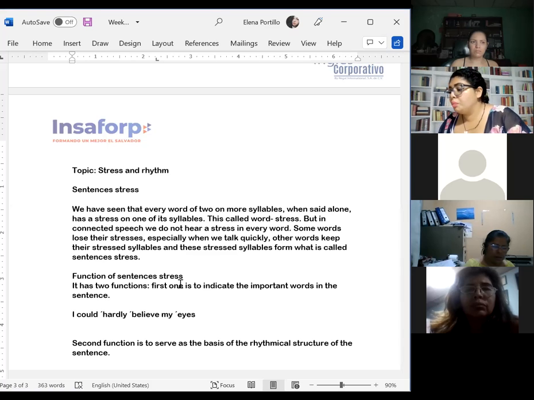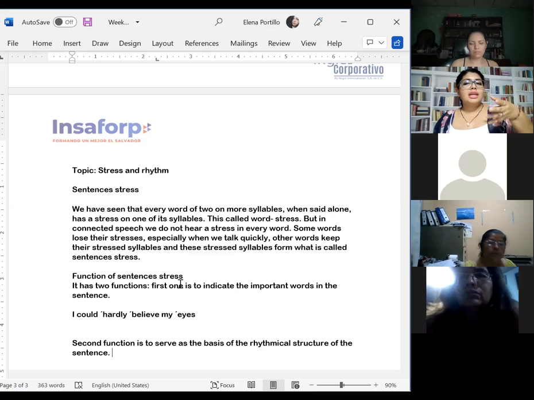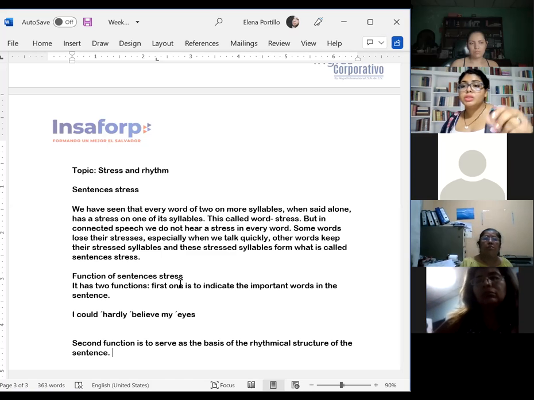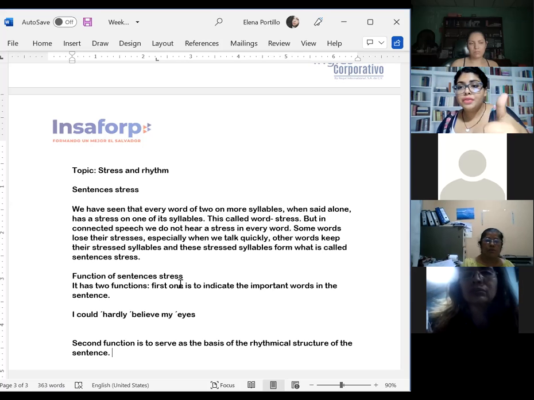Then to supply students with enough opportunities to decide which words should be stressed in a sentence by themselves. In this case, you have to choose which words you want to stress in a sentence. Because we are reading that all the words that have two syllables have the stress in one of the two syllables. In this case, when we are talking, we can choose in which words we need the stress. We need to put the effort and we need to put the strong part of the voice.